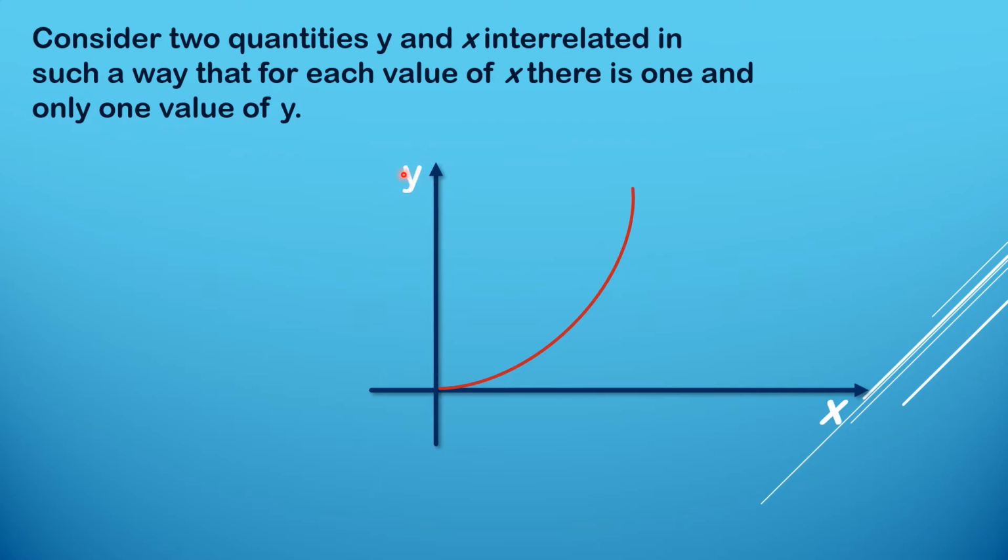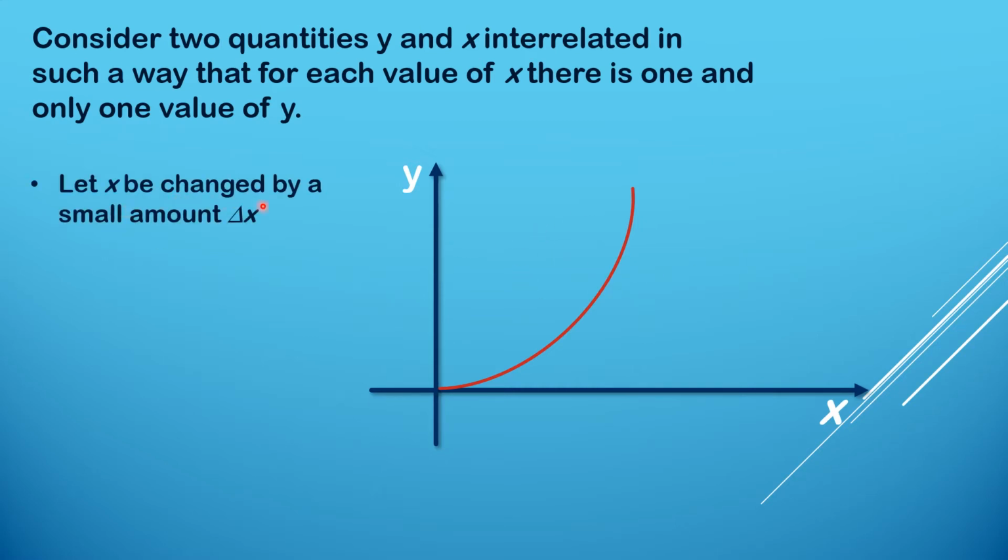Like if you look at this graph, there is only one value. You can find there is only one value of y for any value of x, and only one value of x for any value of y. Okay? So simply, this is the relation between x and y. So you can understand now.